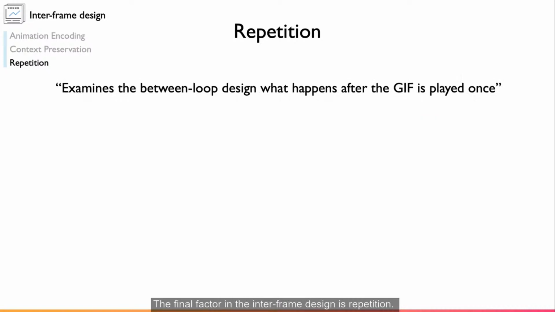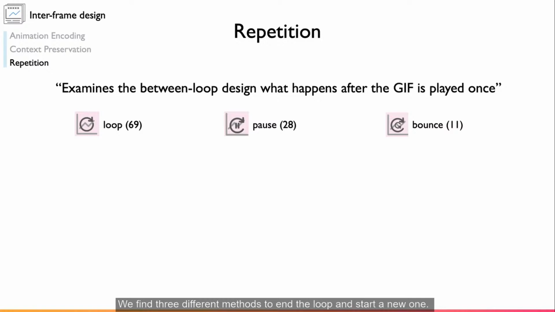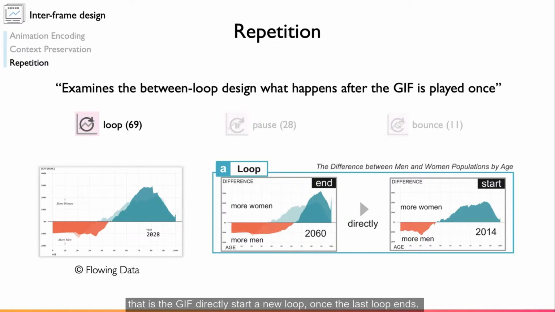The final factor in the inter-frame design is repetition. It examines the between-loop design, describing what happens after the GIF is played once. We found 3 different methods to end the loop and start a new one. The first we call the loop. That is, the GIF directly starts a new loop once the last loop ends, so they do not have obvious designs that enable viewers to identify the end or the start of a certain loop.